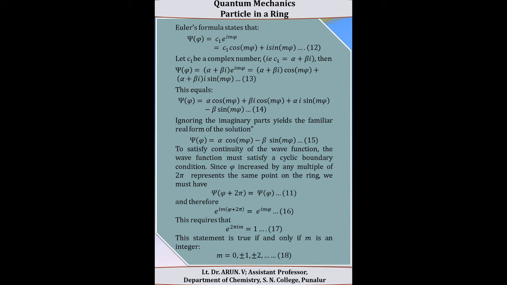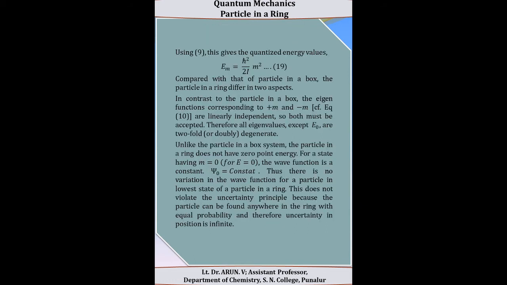and therefore e raised to i m (phi plus 2 pi) is equal to e raised to i m phi. This requires that e raised to 2 pi i m is equal to 1. This statement is true only if m is an integer, that is, m has the value 0, plus or minus 1, plus or minus 2, etc.